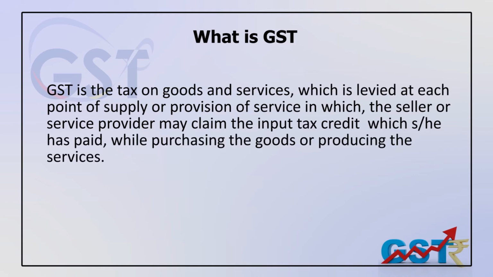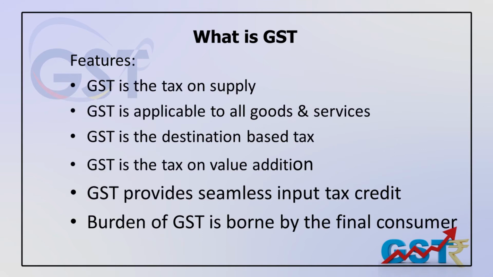And if you analyze the definition of GST, you can find the features. The important features of GST would be: GST is a tax on supply. Remember it. We do not use sale or purchase here. The term used is supply. GST is the tax on supply. GST is applicable to all goods and services. All goods and services are to be taken into consideration. GST is a destination based tax.